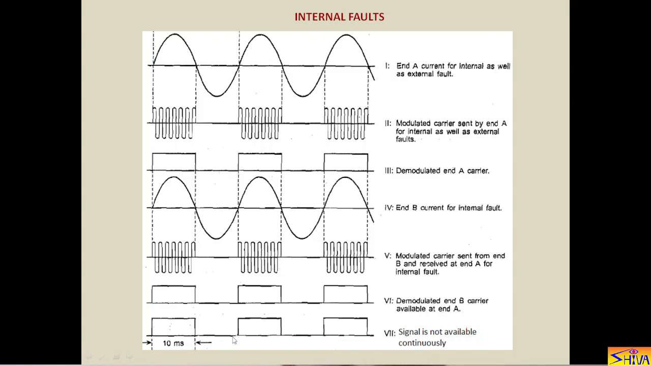So if signal is not available for time duration more than 30 degrees, then it is the internal fault condition and relay trips. So relay trips simultaneously at end A as well as at end B. Now you can see here the fault can be detected in just one cycle. So if we provide a factor of safety, then we can say that fault can be detected in 2 to 3 cycles. So fault detection time is very less.